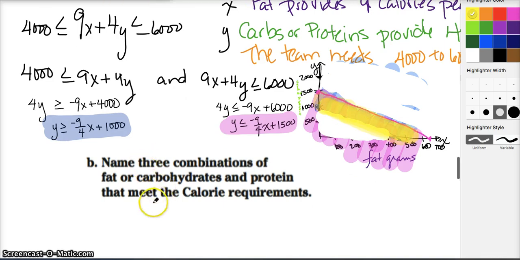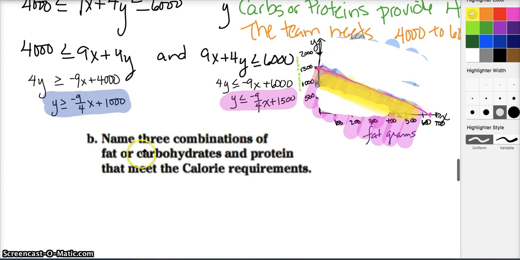And so the final thing that we need to do is name 3 combinations of fats or carbohydrates and proteins that meet the caloric requirement. Any 3 points that you would choose within that section would meet that caloric requirement. So choosing any 3 points, figuring out the grams of fat and the grams of protein and/or carbs that make it, would work for this answer.